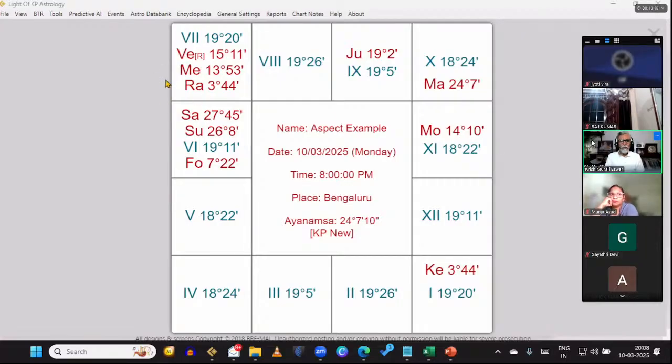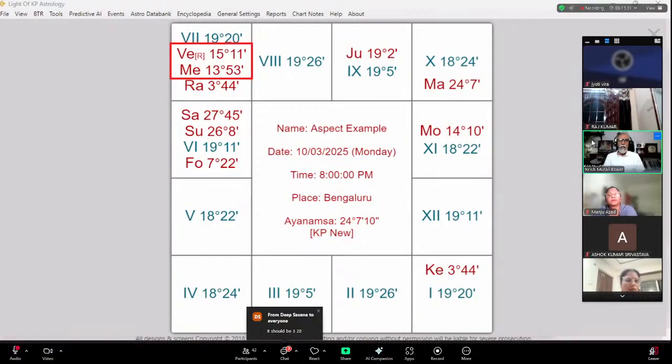Now you take a look at Venus and Mercury. They are aspecting each other. Venus and Mercury are aspecting each other. They are conjoined with each other. Conjunction is a malefic aspect. So let's write that down.